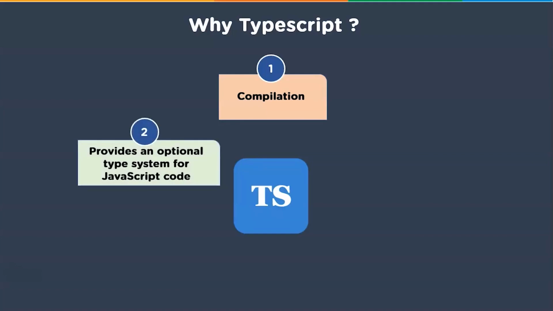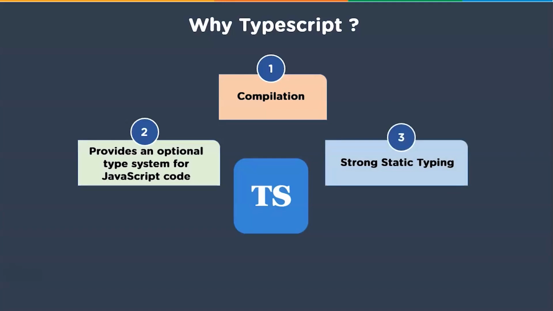TypeScript provides an optional type system for JavaScript code. When a client doesn't have a value for a parameter, he can pass a null. Optional arguments are features of TypeScript. We can declare some arguments in the function as optional by utilizing optional parameter features, so that the client is not required to supply a value to optional parameters.